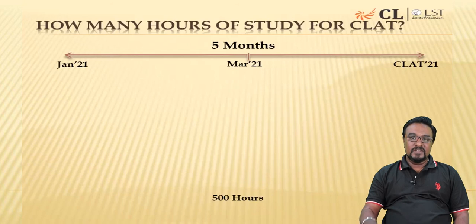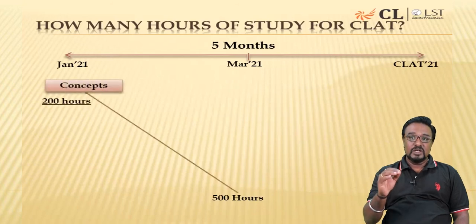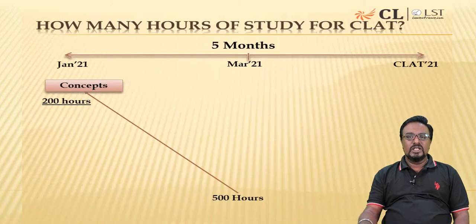Now, 500 hours: the first initial 200 hours, you have to dedicate to the concepts of these 5 sections. Because without concepts, if you directly jump into practice, that may hinder and cost a lot more time. So give pure 200 hours from that 500 to the concepts of English, legal reasoning, GK, logical reasoning, and again maths, the mathematical techniques which you had already learned.